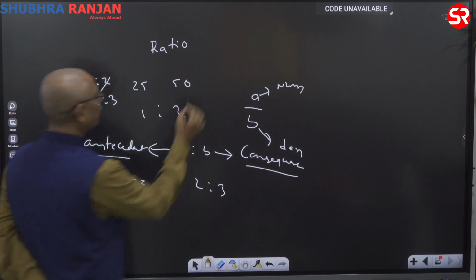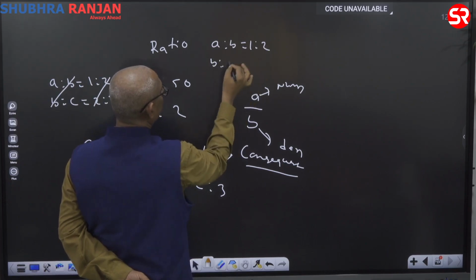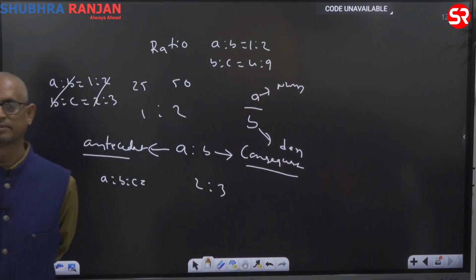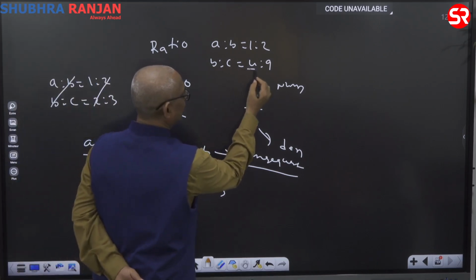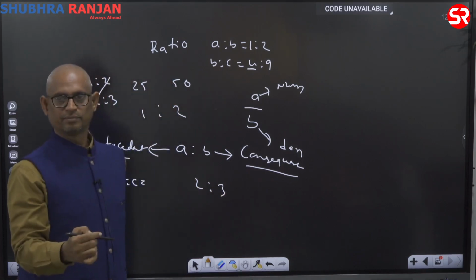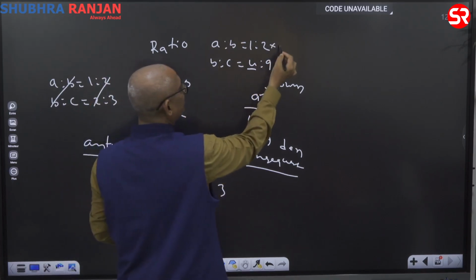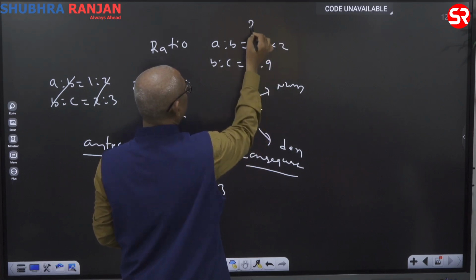But in the case of A is to B is 1:2, again B is to C is 4:9, then what is A is to B is to C? 2:4:9. Why? Because it is not possible to make 4:2, but it is possible to make 2:4. The possibility is there. So antecedent and consequent can be multiplied with 2. So this ratio is 2:4.